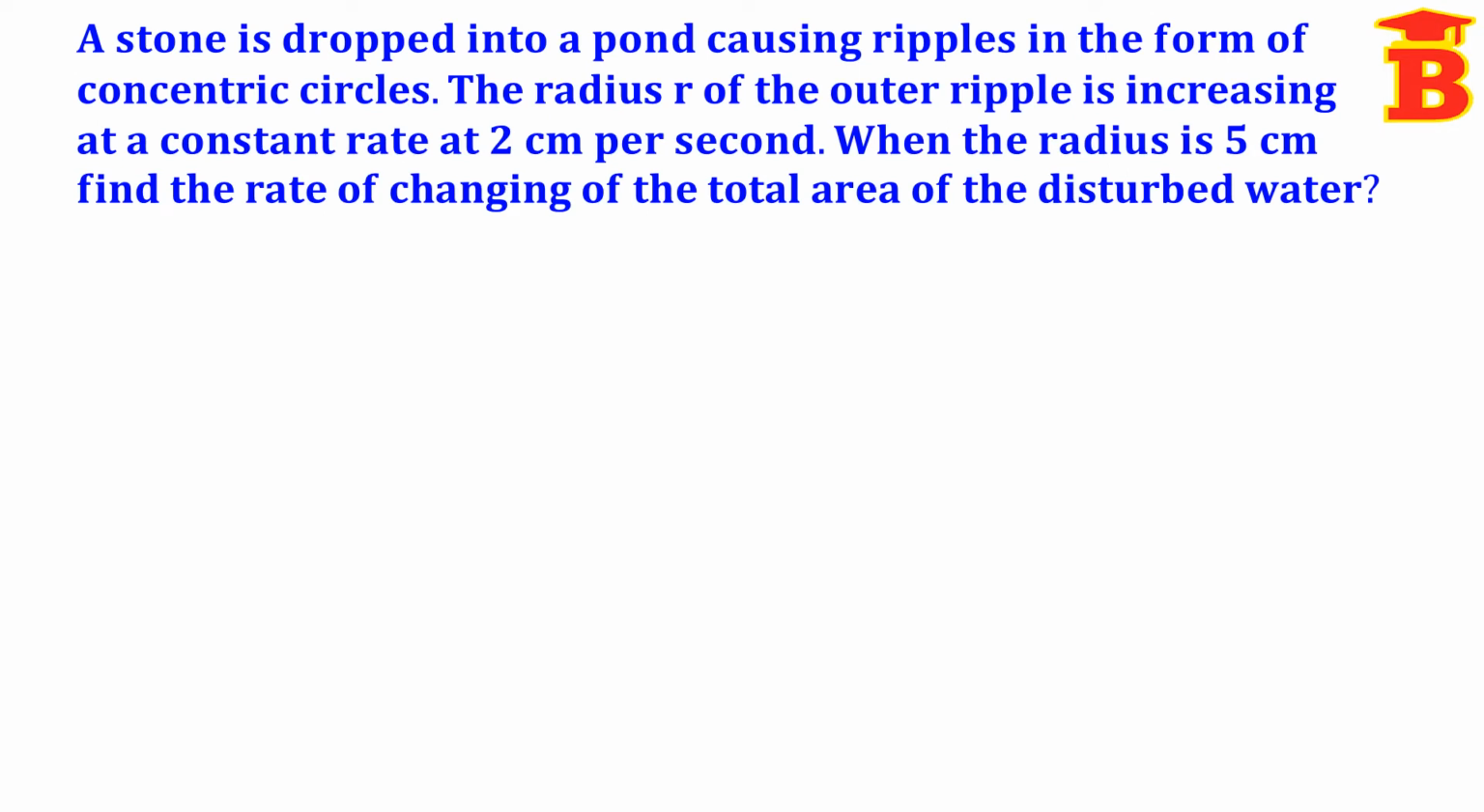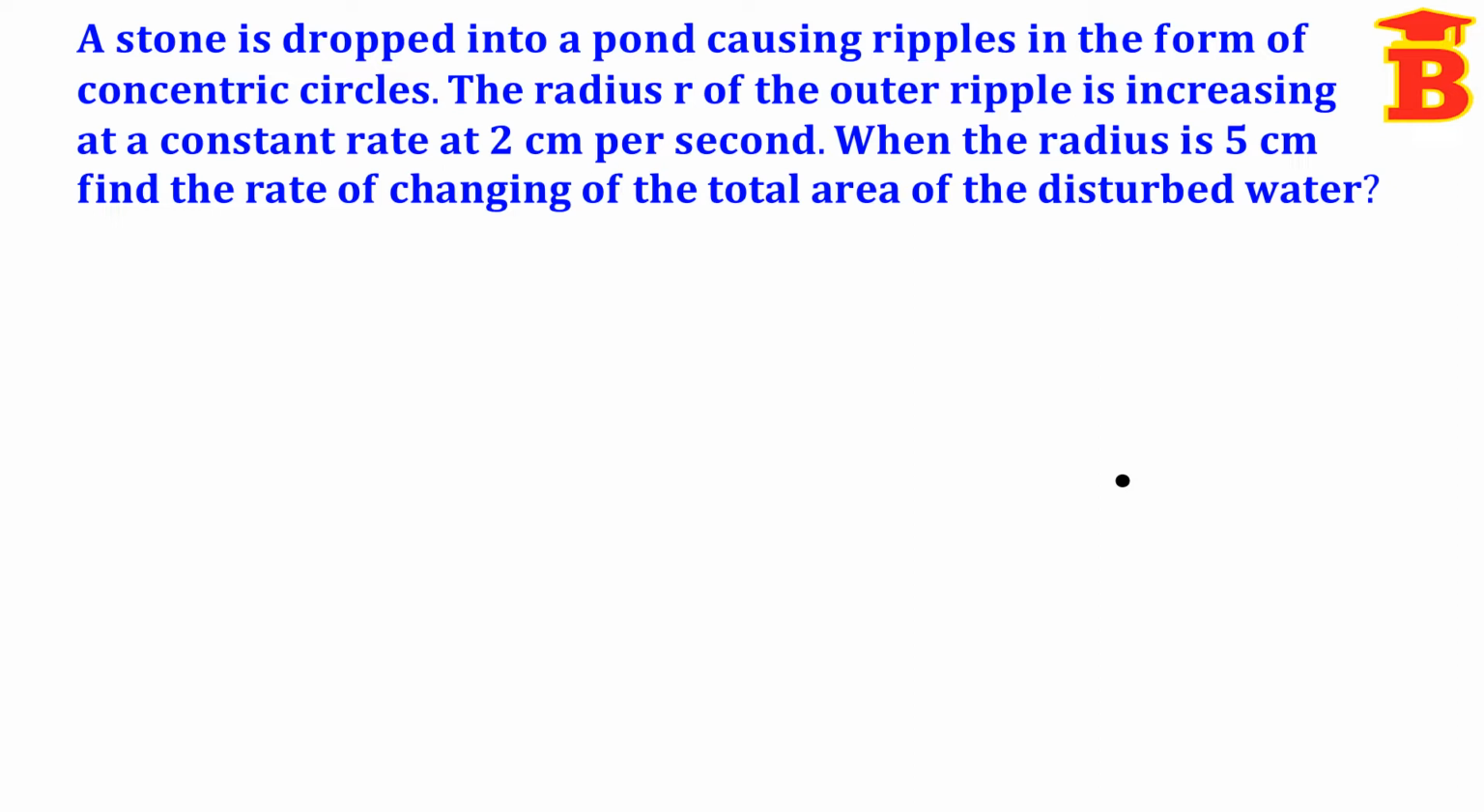Let us learn the circle and sphere problems in applications of derivatives. A stone is dropped into a pond causing ripples in the form of concentric circles. The radius r of the outer ripple is increasing at a constant rate of 2 cm per second. When the radius is 5 cm, find the rate of change of the total area of the disturbed water.